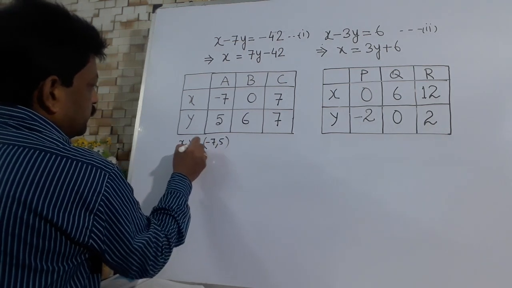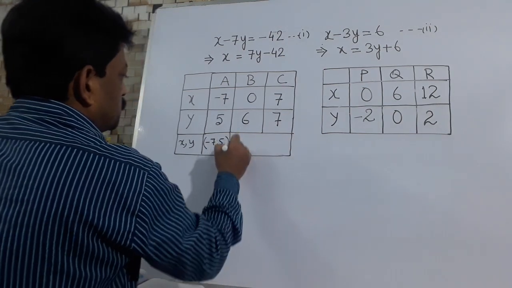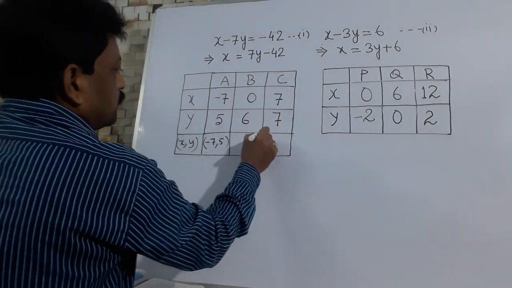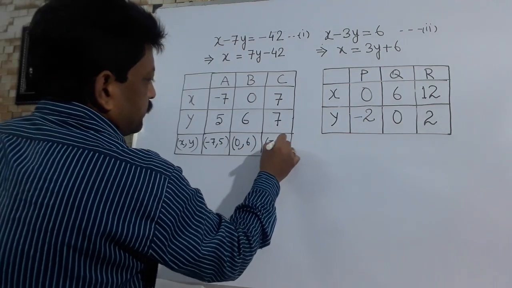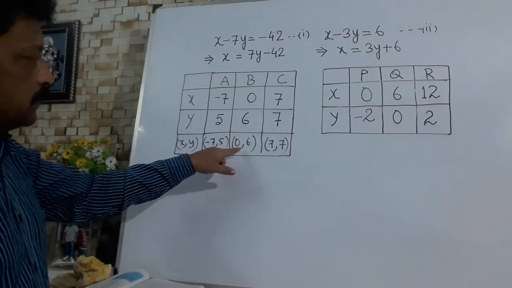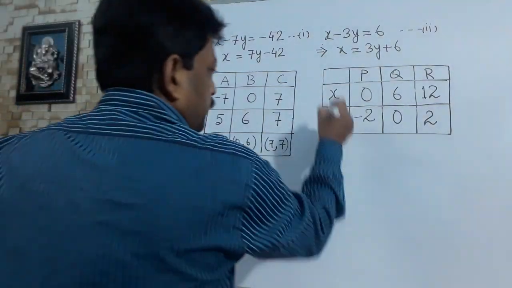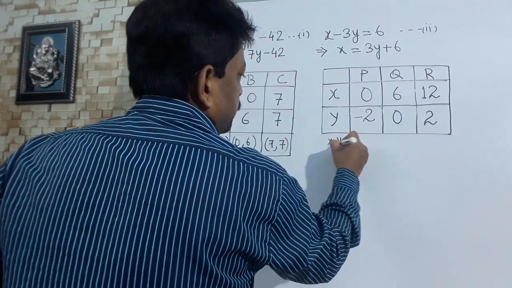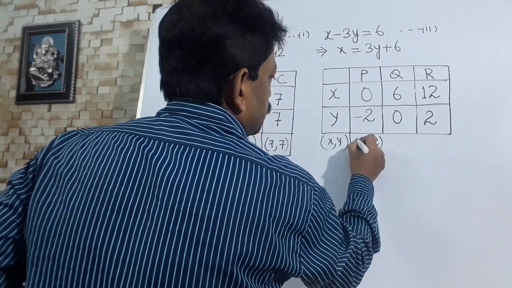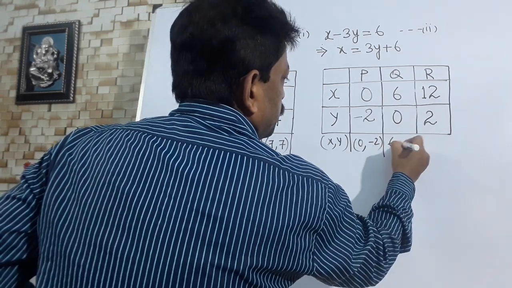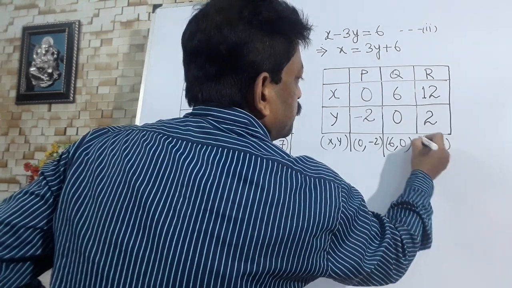x, y equals, this will be 0, 6, and this will be 7, 7. So we have to plot all these 3 points on the graph paper and check whether we are getting a straight line or not. Here also the ordered pair is x, y, so it is 0, minus 2, it is 6, 0, and this is 12, 2.